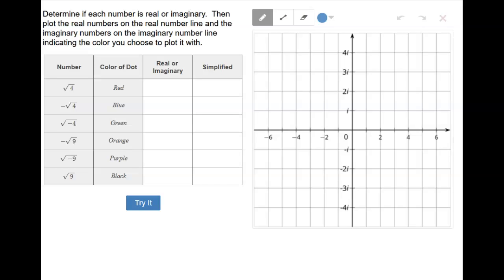Question 2, determine if each number is real or imaginary. Then plot the real numbers on the real number line and the imaginary numbers on the imaginary number line, indicating the color you chose to plot it with. So the colors are already here for us.